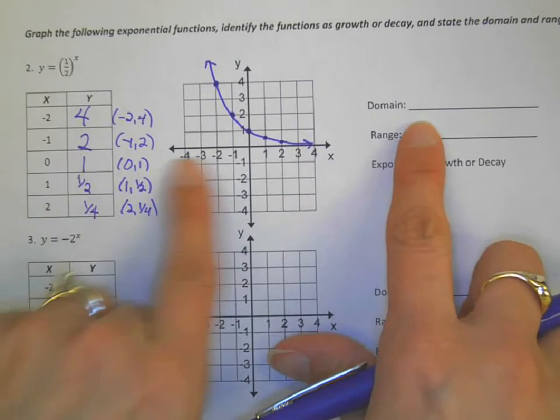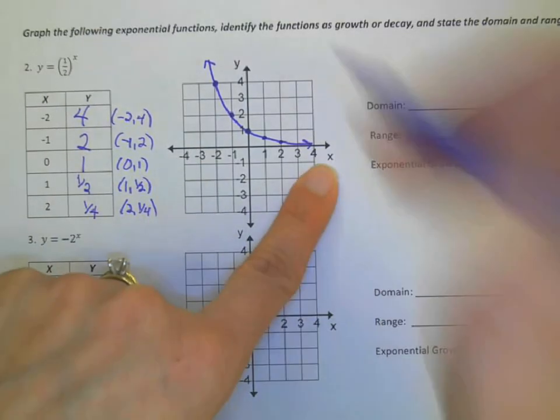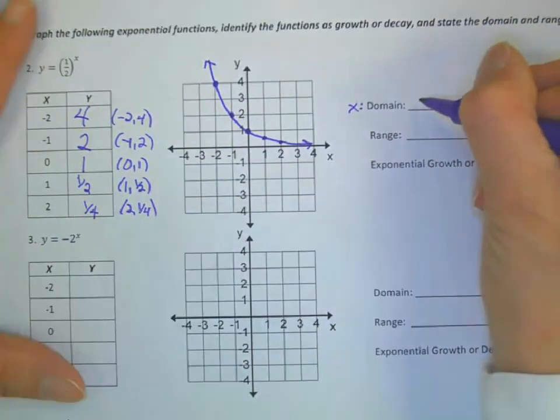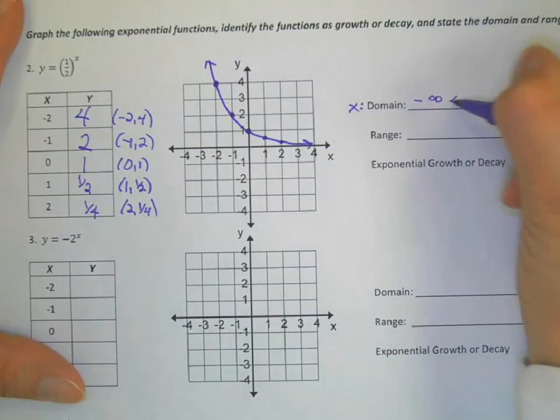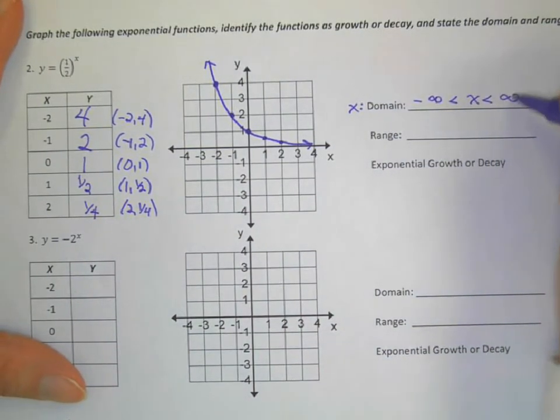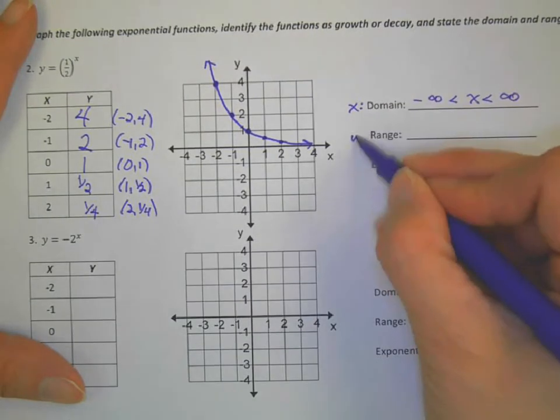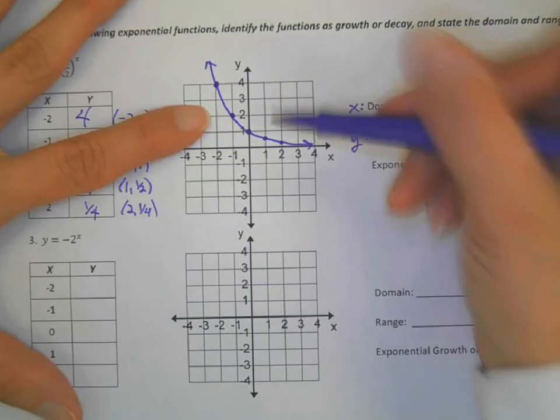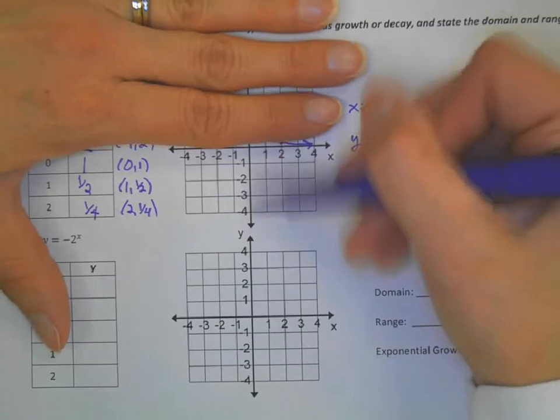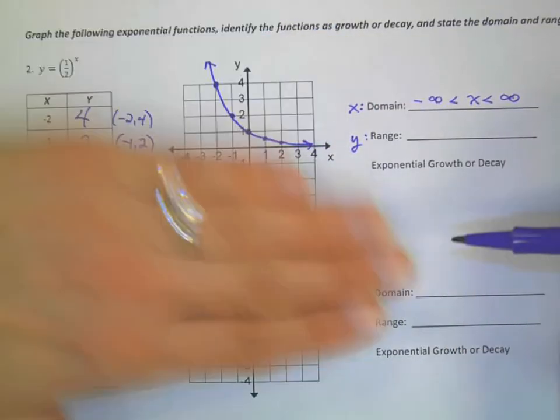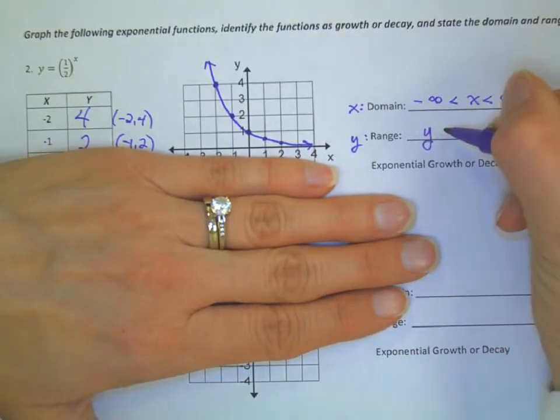All right, how about the domain? What kind of x values can you plug in? X values? Well, all reals, from -infinity all the way up to +infinity. How about the range? What kind of y numbers are being used? Here's the y-axis. Was there any y's down here? No, they were all up there. The y's are all greater than 0.